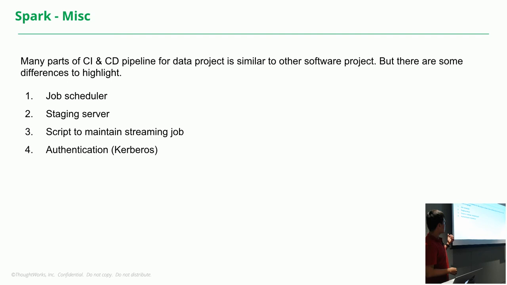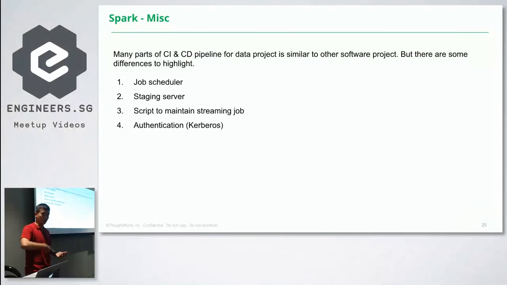The next is scripts to maintain the streaming job. Imagine you have a streaming job that keeps receiving requests. For the next release, how do you maintain it? It keeps running, so you need to manually write some script to block the requests, shut it down, replace it, and start processing again. So this is the streaming job.